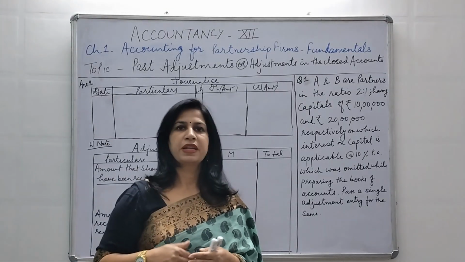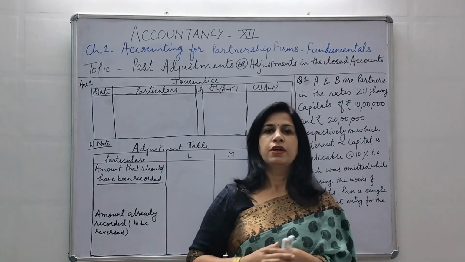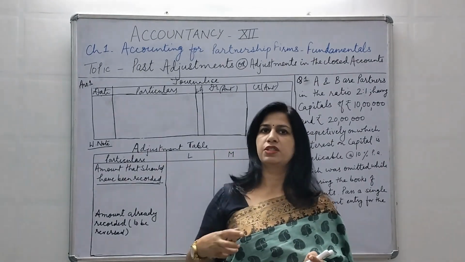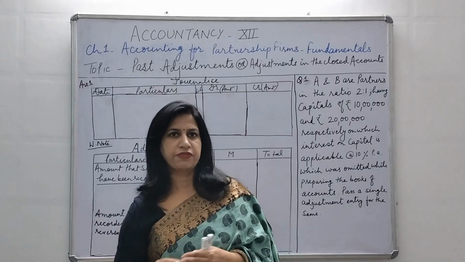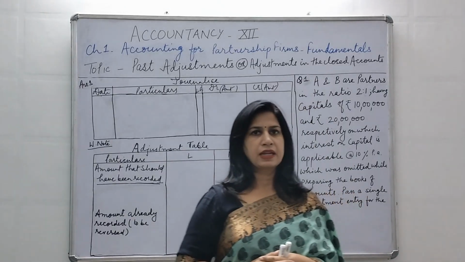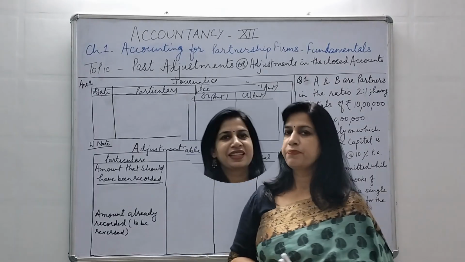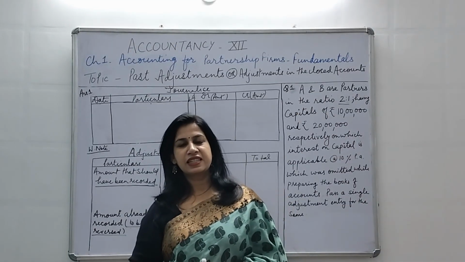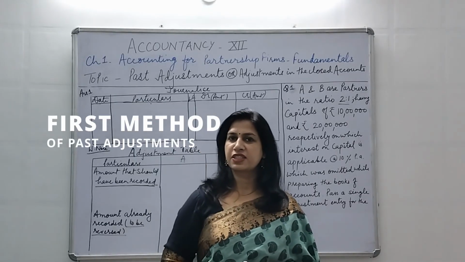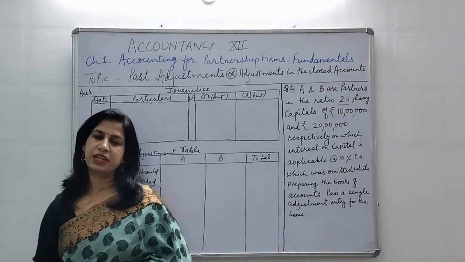So an adjustment entry is passed for the same, and there is also a procedure of passing a few adjustment entries, one for each error, if there are more than one errors. Right now we are going to understand the scenario when a single adjustment entry is passed. So children, now let us understand the first method of past adjustment, that is by passing a single adjustment entry.